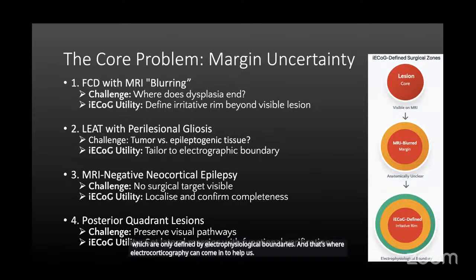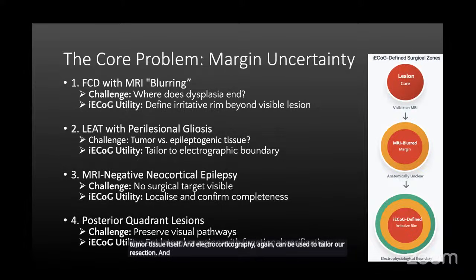There are 4 main pathologies in which this technique is primarily useful. Number 1 is focal cortical dysplasias with blurred MRI margins. In this case, the challenge is where the dysplasia ends, and ECOG is used to define the irritative rim beyond the visible lesion. The second pathology is low-grade epilepsy-associated tumors with perilesional gliosis. Again, the challenge is to define the epileptogenic tissue from the tumor tissue itself, and electrocorticography can be used to tailor our resection.